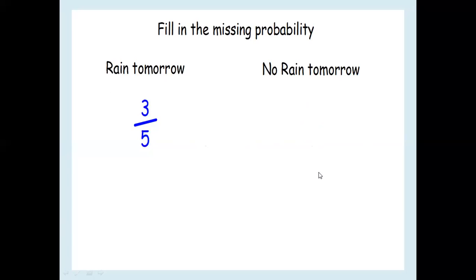More examples. If it will rain tomorrow, 3 out of 5, what's the probability of getting no rain tomorrow? Who can tell me? Raise your hand if you can tell me, girls. Let me hear from you. Limar?